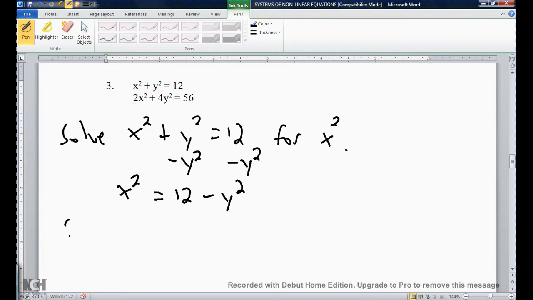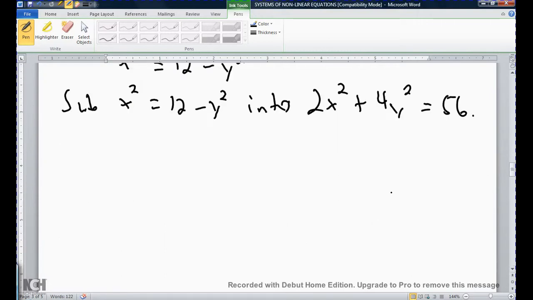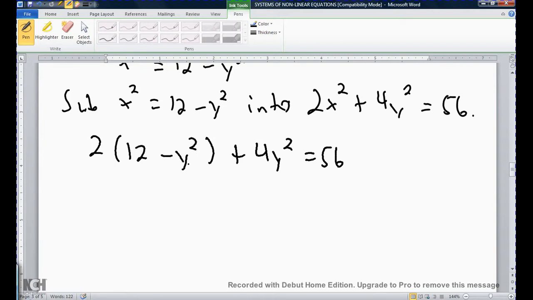Now what I'm going to do is I'm going to substitute x squared equals 12 minus y squared into the second equation, into 2x squared plus 4y squared equals 56. So what that means is I'm going to take the 2x squared, and I'm not going to write x squared because I know what x squared is. It's 12 minus y squared. And so now I have an equation with all y's or y squares.